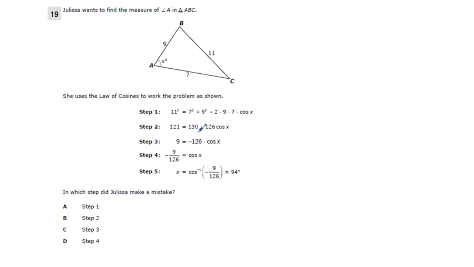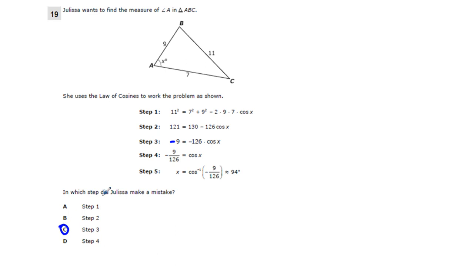out 130. Well, to subtract out 130, she's going to get negative 9 on this side here. I'm thinking going to step 3, that's got to be a mistake, because she should get negative 9, then divide that by negative 126. So I'm thinking step 3. So we will say we found our mistake right here, step 3, because that should be a negative 9. So step 3 is our mistake.